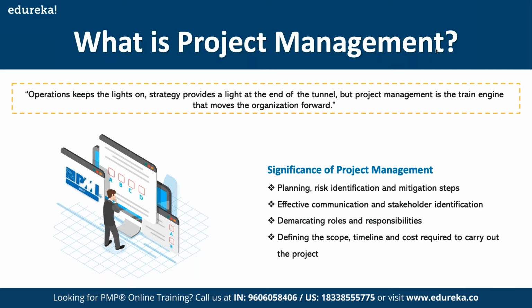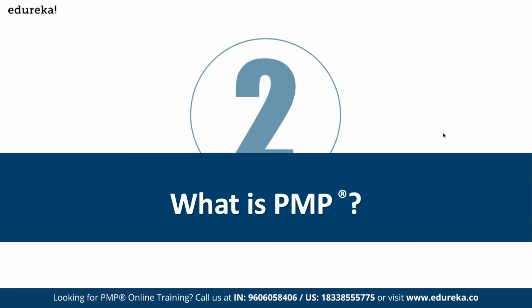Now if we talk about the main significance of any project, as we discussed, it involves planning, risk identification, and mitigation steps as well. It also allows effective communication and stakeholder identification. We can work on demarcating the roles and responsibilities, and define the scope, timeline, and cost required to carry out the given project, all as a part of project management.